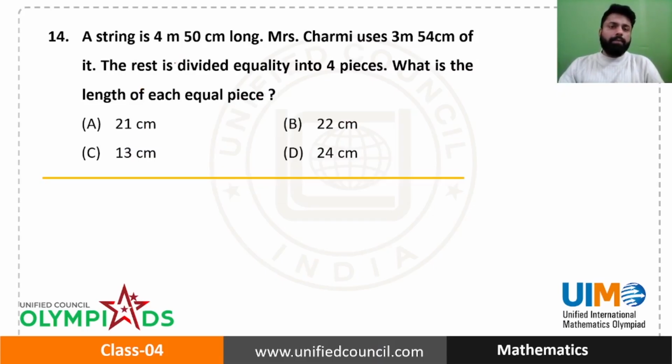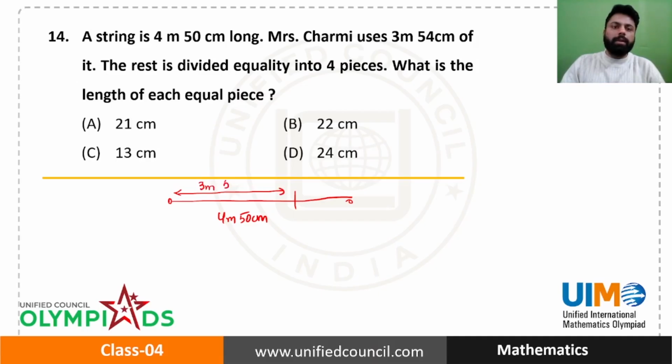A string is 4 meter 50 centimeter long. So there is a string 4 meter 50 centimeter long. Mrs. Chami used 3 meter 54 centimeter, and the rest of the piece is divided into 4 parts. What is the length of one equal part? So first of all, meter, centimeter, this is 450, 354.